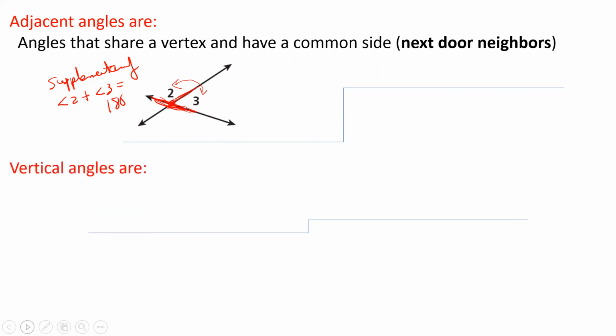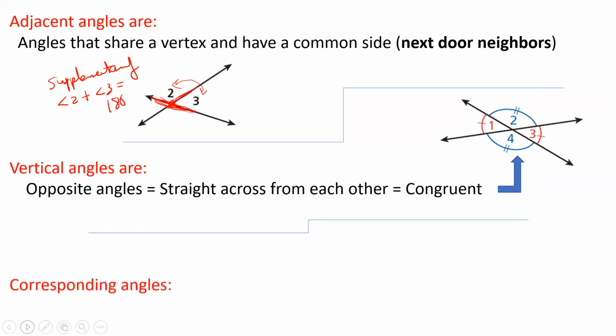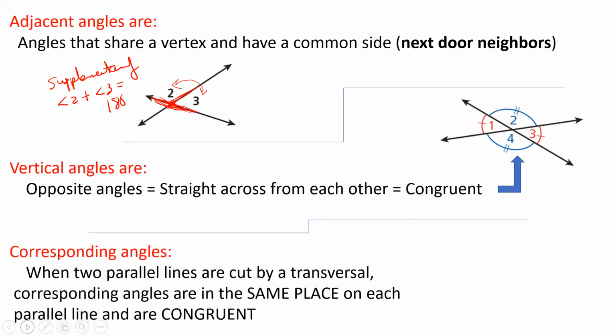The rest of these are review because I've already told you what they are. Vertical angles are opposite angles. They're straight across from each other and they're always congruent. So angles 1 and 3 are vertical. Angles 2 and 4 are vertical. Corresponding angles is when you have two parallel lines cut by a transversal. They are in the same place on each parallel line and they are congruent.